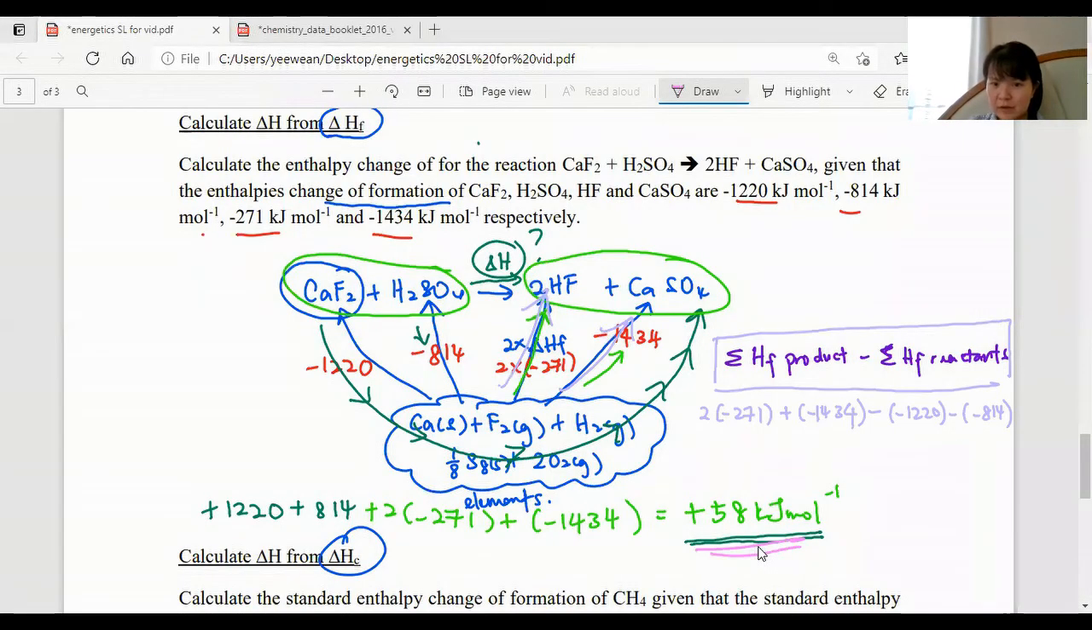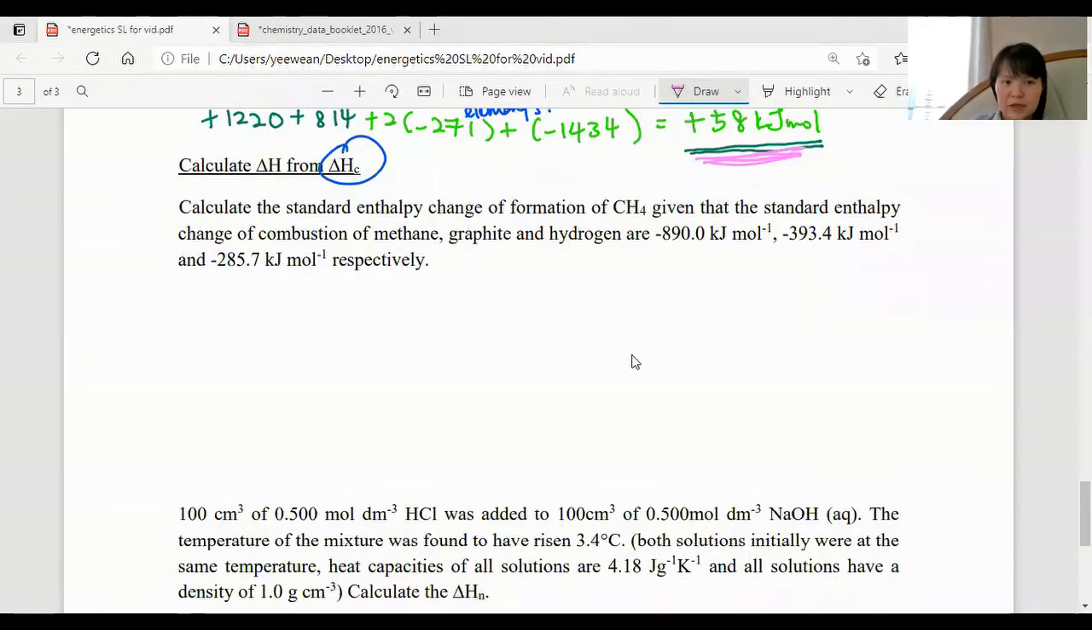So total up all the products, enthalpy change of formation of the products, and minus the enthalpy change of formation of the reactants. And I'm going to get the same answer here. Next question is how to use the enthalpy change of combustion to calculate the enthalpy change of a reaction.